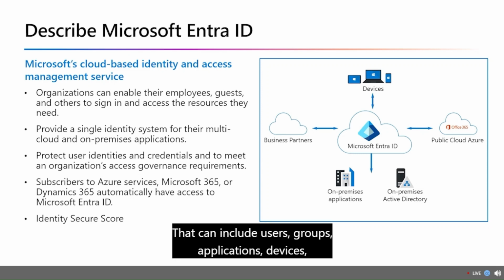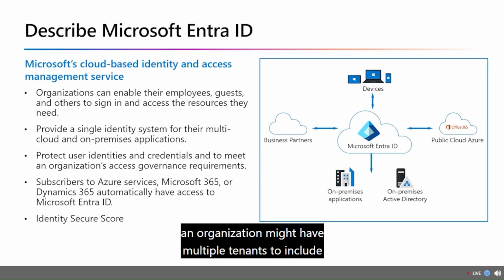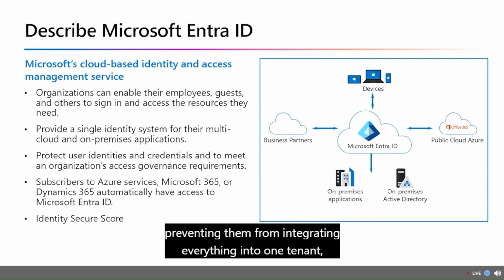So that can include users, groups, applications, devices. And a Microsoft Entra ID tenant consists of only one directory. You could have multi-tenant organizations as well. A multi-tenant concept is where an organization might have multiple tenants to include subsidiaries or different business units that operate individually. Organizations that merge or acquire companies might have a geographical boundary or some type of residency regulation preventing them from integrating everything into one tenant. So you might have a multi-tenant situation where you're going to have that cross-collaboration established as well.